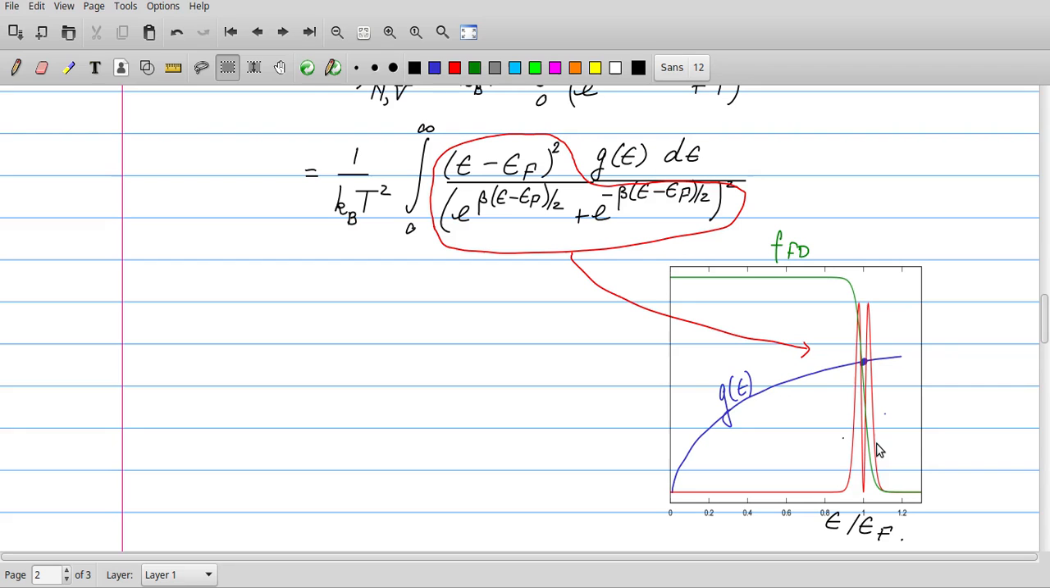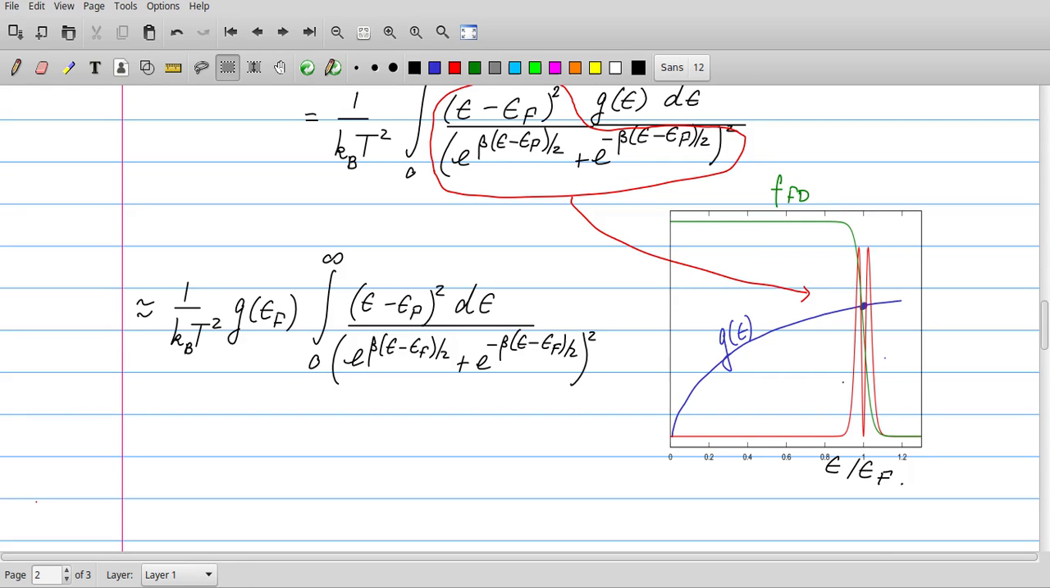And so we can safely replace the value of g(ε) by the g precisely at the center here, that is at ε_F itself, and then we still get a good value for the integral. Here I have extracted this g(ε_F) in front of the integral, which now contains only known parts, and I can do the integral.